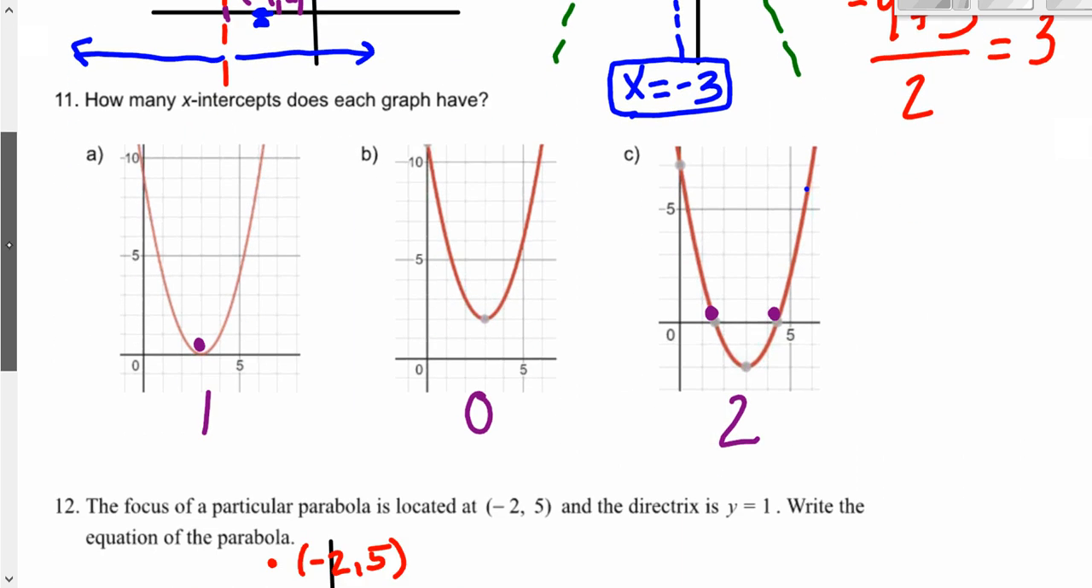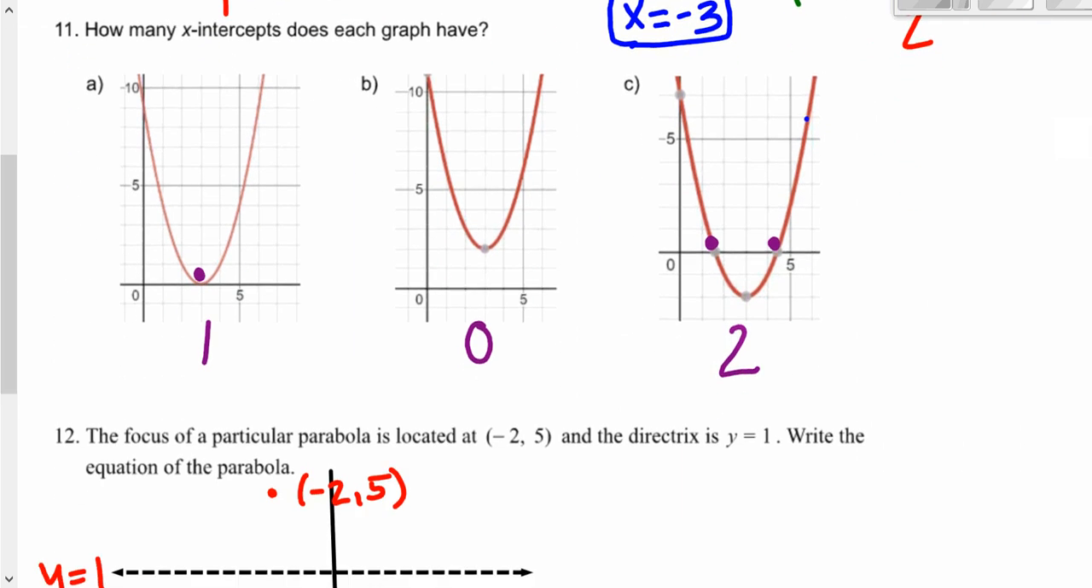Number 11 was making sure that you knew the idea of what an x-intercept is. My drawing here wasn't very good, so let me fix that up a bit. But an x-intercept is just where a graph touches the horizontal axis. So this first picture has one x-intercept. The second picture doesn't have any because our parabola's ends are pointing up, and it's going to keep going up forever. It's never going to come back around and touch this horizontal axis. So there's no x-intercepts. And part C, there are 2 x-intercepts. I highlighted them in purple.